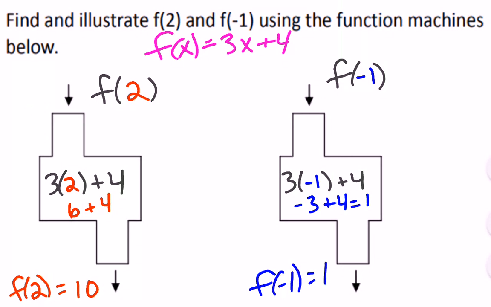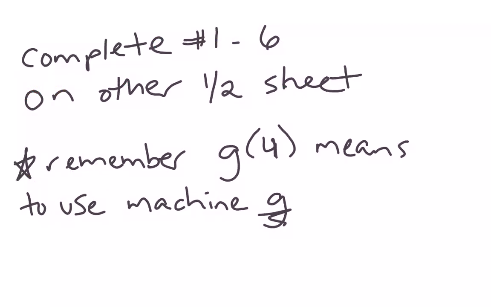So what I want you to do real quick is try your hand at the other half sheet that you got and try numbers 1 through 6. It should have 3 different function machines at the top, and I just want you to remember that the first letter tells you the name of the function. So if it says g of 4, it means to use machine g and plug in 4. I just made that up. But you want to make sure the name matches which of the machines you're plugging it into.